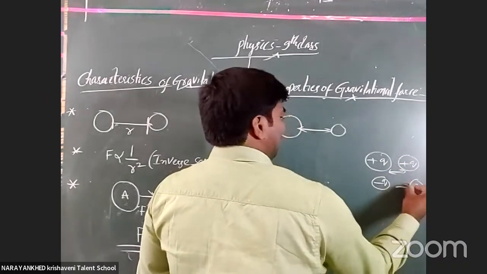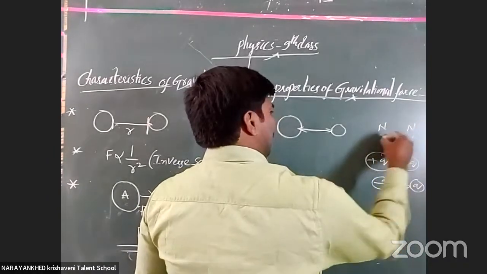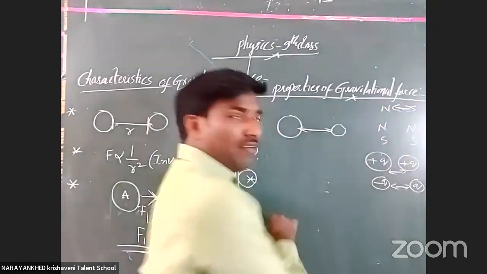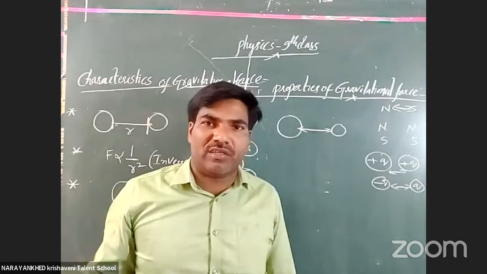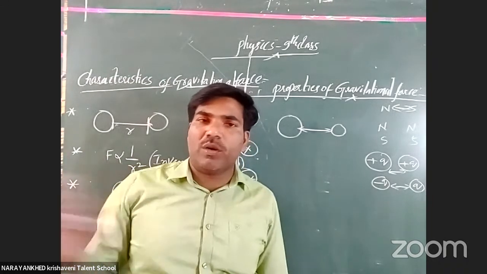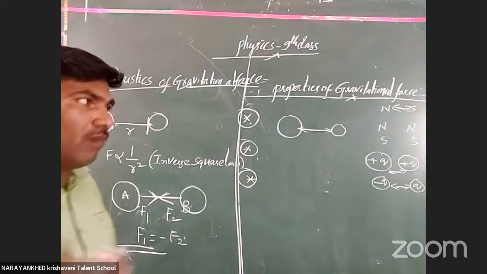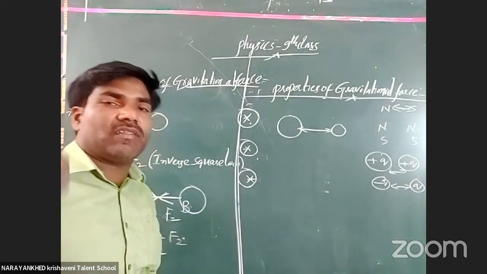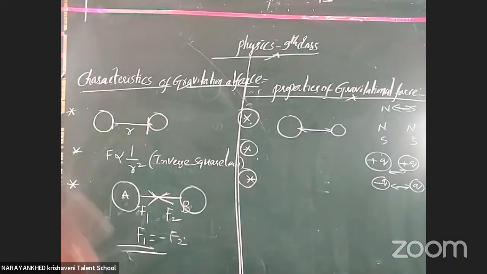Clear or not? Like that, magnetic forces also. When there is a north and north pole, or south and south pole, they repel. North and south poles attract. But our gravitational force is not like that. Our gravitational force is always attractive only. There is no word of repulsion. There is only attraction. Always one body is attracted towards the other body. There is no repulsion. Got it or not? The nature of our gravitational force is always attractive only.